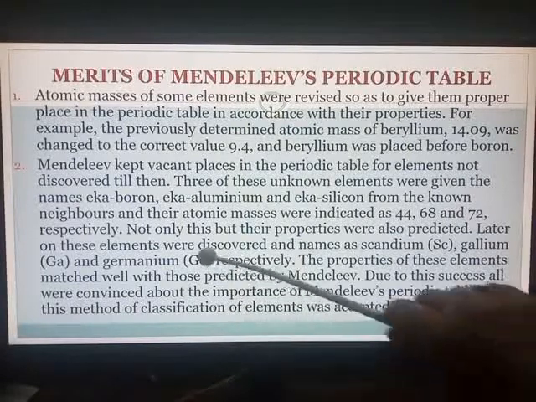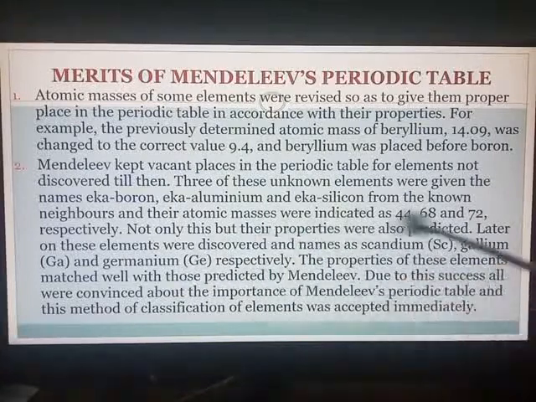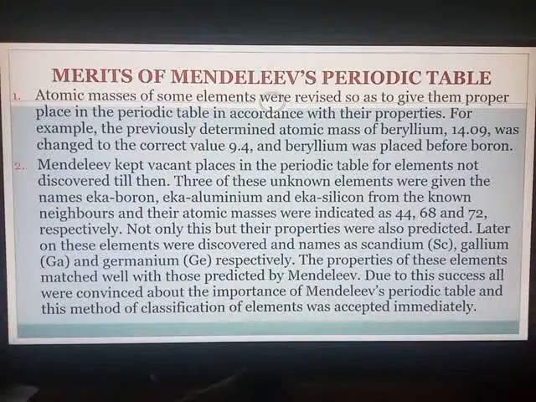Later on, when these actual elements were discovered, their names were given as scandium, gallium and germanium respectively. The properties of these elements after their discovery matched with those which were predicted by Mendeleev. See the amount of knowledge which he has applied over here. And due to this success, all were convinced about the importance of it. See, anything you discover before anything comes, like predictions which are made by our meteorological department, and then if it rains at that particular time, then surely it is an achievement for the department.